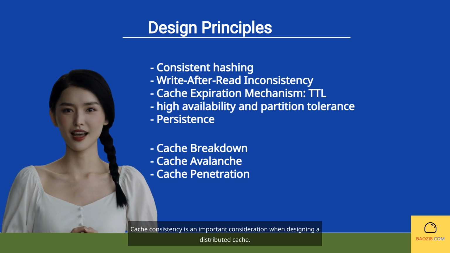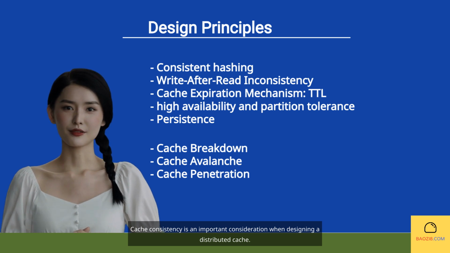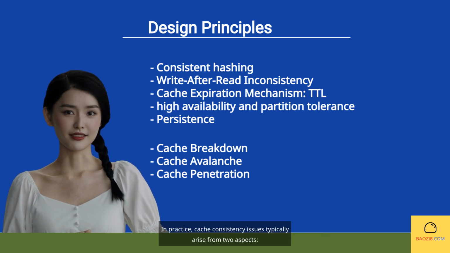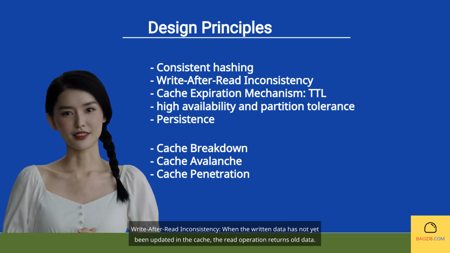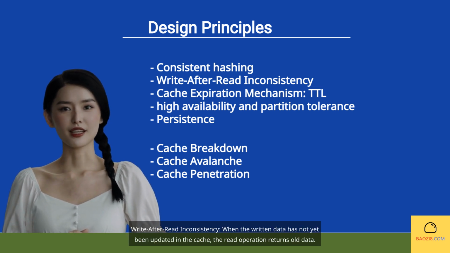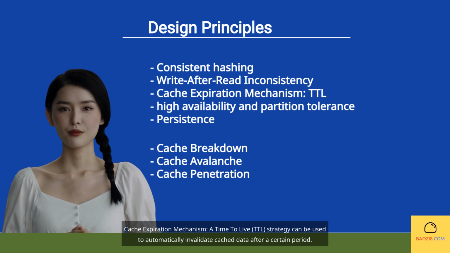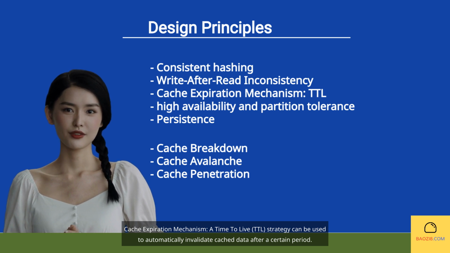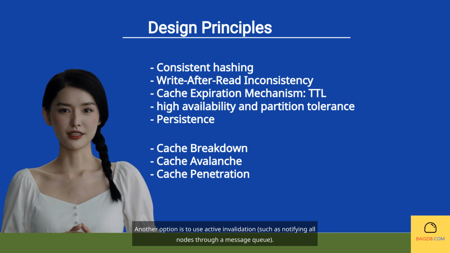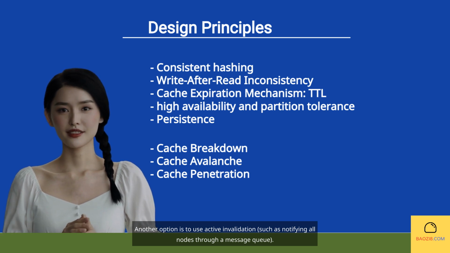Cache consistency is an important consideration when designing a distributed cache. In practice, cache consistency issues typically arise from two aspects. Write after read inconsistency: when the written data has not yet been updated in the cache, the read operation returns old data. Cache expiration mechanism: a time-to-live strategy can be used to automatically invalidate cache data after a certain period. Another option is to use active invalidation, such as notifying all nodes through a message queue.